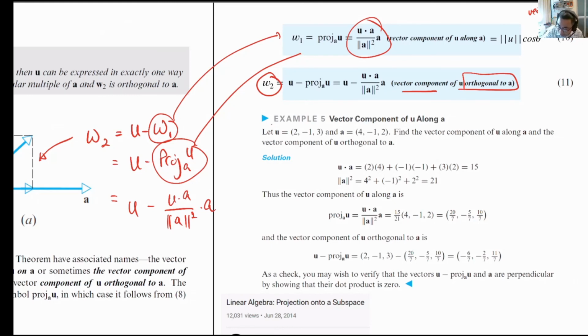Below, please try example 5 to project u, an R3 component, onto vector A. Once you have found that, then find the vector component orthogonal to A.